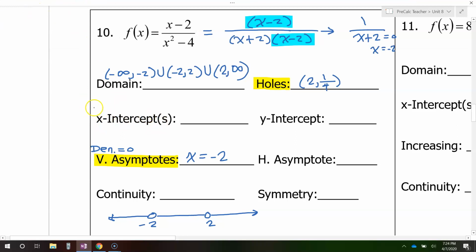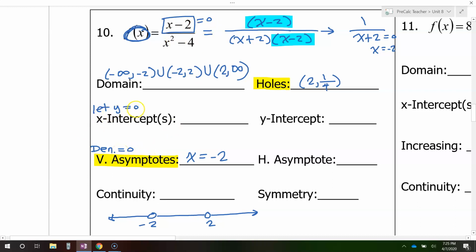If you want to find the x-intercept, you let y equal 0. In other words, you set the entire function equal to 0. Remembering that the denominator can't be 0, because that would be undefined, the only way that the whole function is going to equal 0 is if the numerator equals 0. This is the only way, if x minus 2 is equal to 0. So you can basically set the numerator equal to 0.